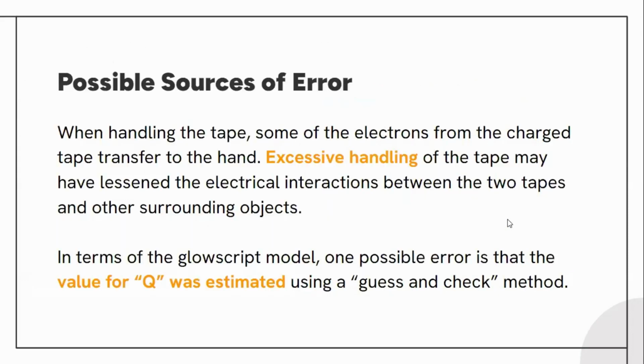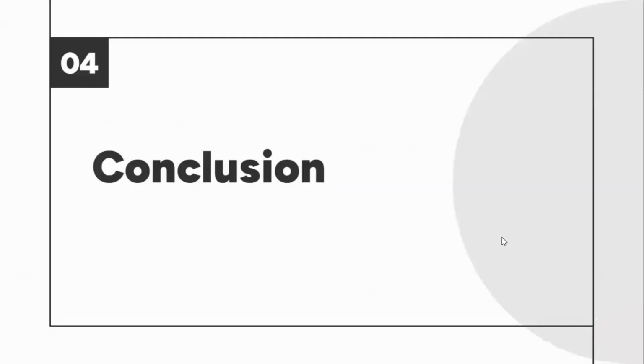Possible sources of error. Excess handling of the tape in the observational model may have led to a lower calculated charge than actual. This is because when you touch the tape, some of the electrons are transferred from the tape to the hand. The value of Q for the GlowScript model was estimated using a guess and check method, so this may not have been totally accurate to what was real.